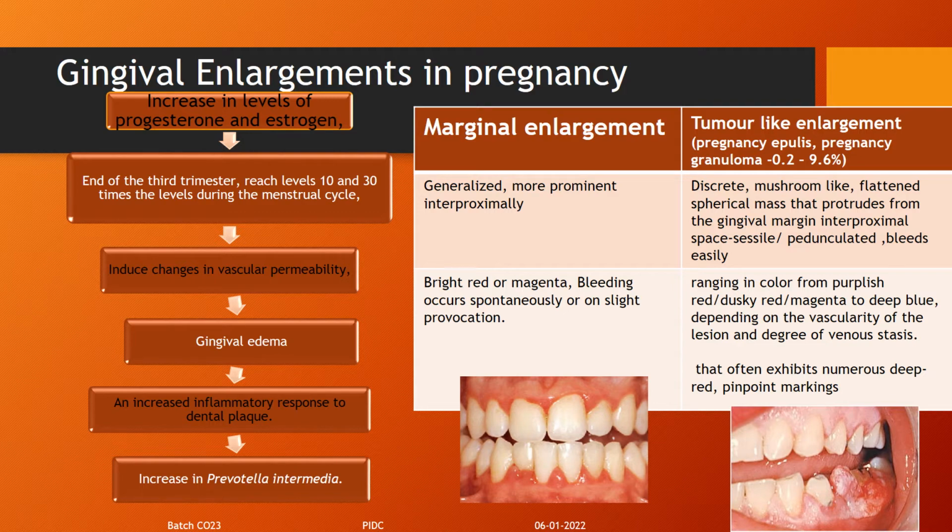The main reason behind this gingival enlargement is mainly the increase in levels of progesterone and estrogen. By the end of the third trimester, these reach levels 10 and 30 times the levels during the menstrual cycle. This induces changes in vascular permeability, which finally leads to gingival edema. Along with that, there is an increased inflammatory response to dental plaque, and an increase in Prevotella intermedia. So these are the main reasons behind gingival enlargement in pregnancy.